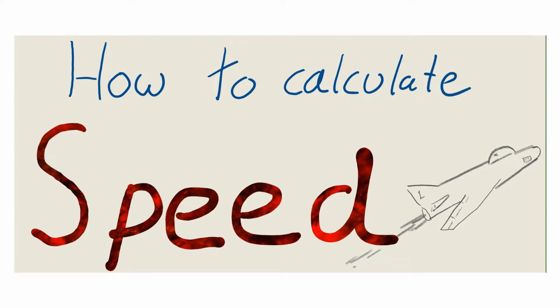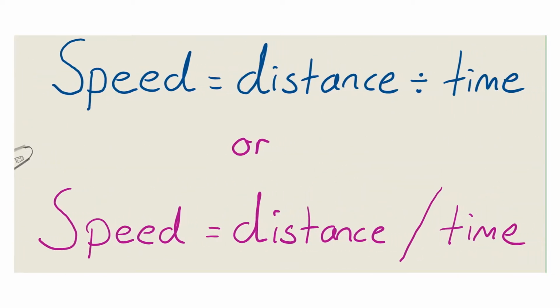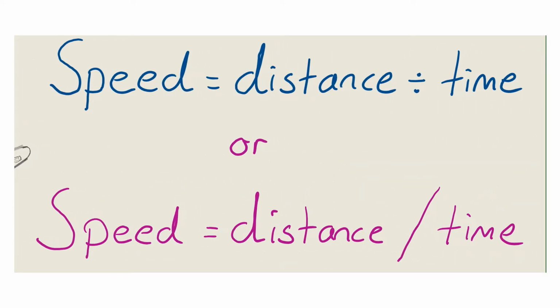This is all about how to calculate speed. Speed calculations are one of those things, like many things in life, that can seem very difficult, but are actually very, very simple. The one thing you have to remember, the only thing you've got to remember really, is speed is distance divided by time, or speed equals distance over time.